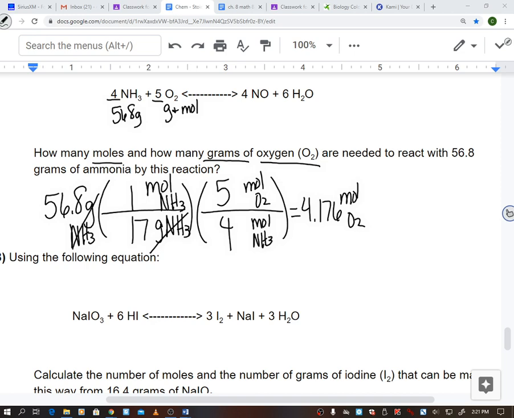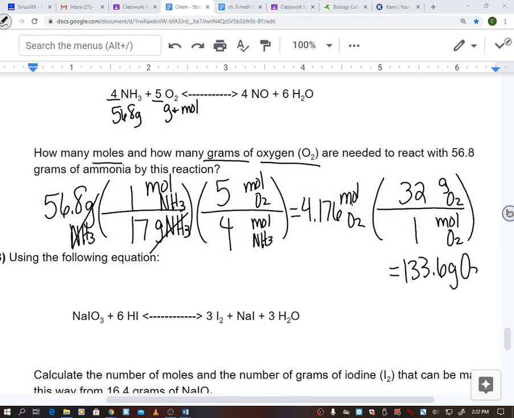Now to get grams, I'm going to do that last step. Put moles of O2 on bottom. Anytime you're dealing with grams, it's always going to be 1. Oxygen weighs 32, not 16. This is O2, weighs 32. So this is 133.6 grams of O2. So here's answer 1 right here. Here's answer 2.